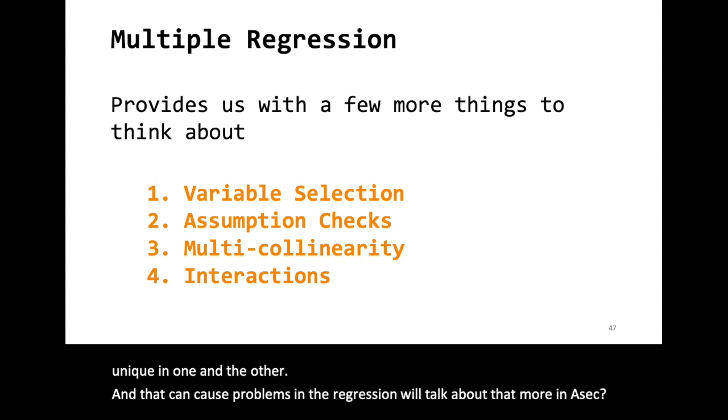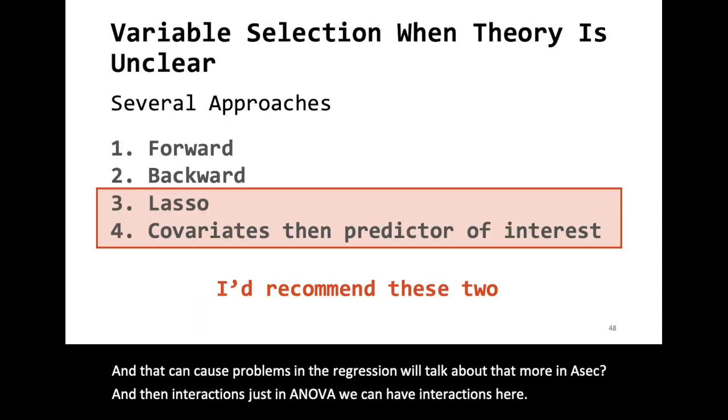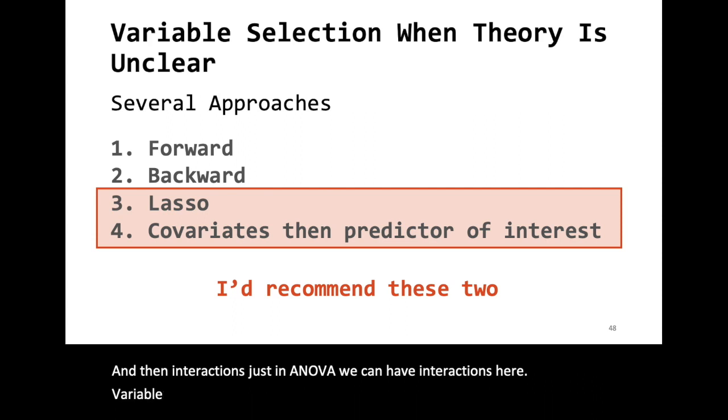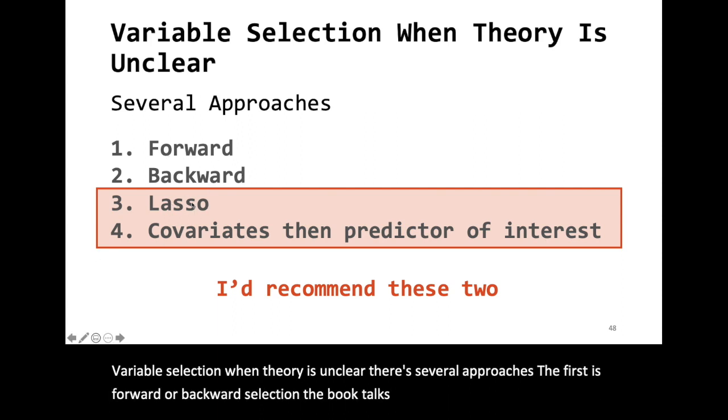And then interactions. Just like in ANOVA, we can have interactions here. Variable selection, when theory is unclear, has several approaches. The first is forward or backward selection. The book talks about this a little bit. There's a machine learning approach called lasso regression.